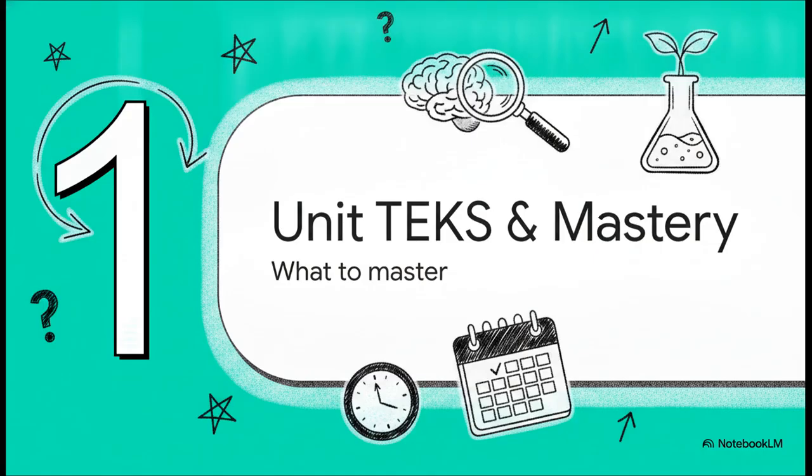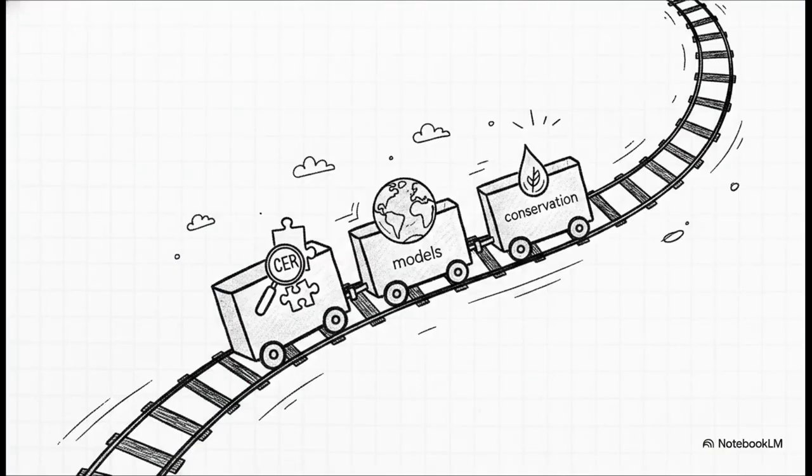What to master? Now, this unit hits several priority TEKS, but they're uniquely focused on how we actually do science. You'll be focusing heavily on foundational scientific practices, introducing the claim, evidence, reasoning, or CER framework, analyzing the advantages and limitations of models, and bringing in environmental impacts through natural resource conservation. Basically, you're laying down the tracks that the rest of the year's science content is going to run on.